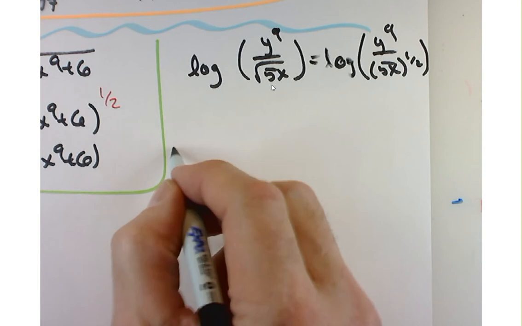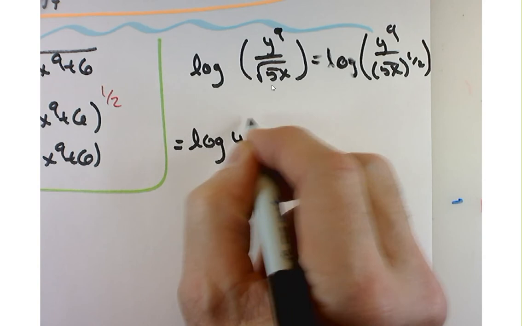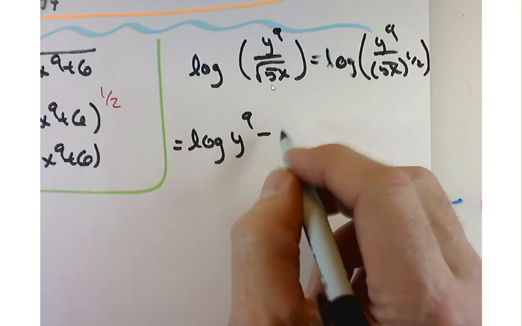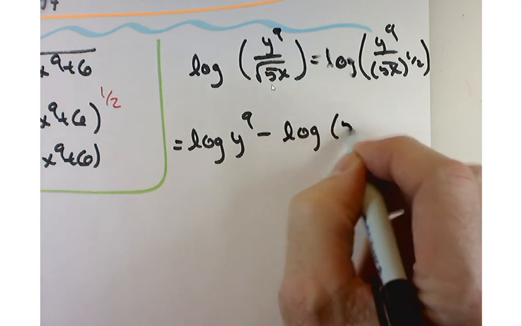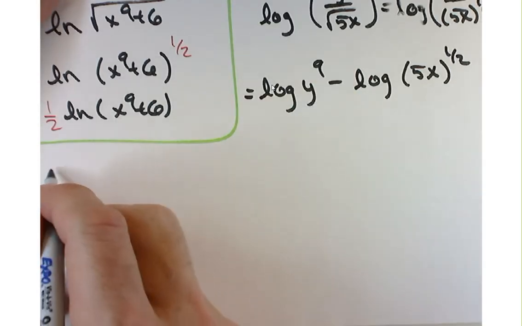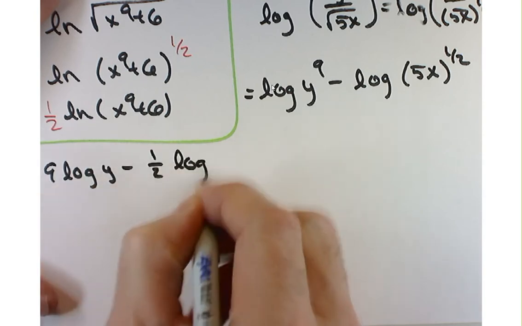If I were to use the quotient rule, that'd be the log of the numerator, log of y to the 9th, minus log of the denominator, log of 5x to the 1/2. Now what? Ideas? Put the exponents in front. Yeah, let's use the power rule here. So it's going to be 9 log of y minus 1/2 log of 5x.